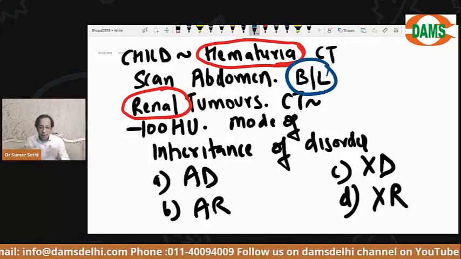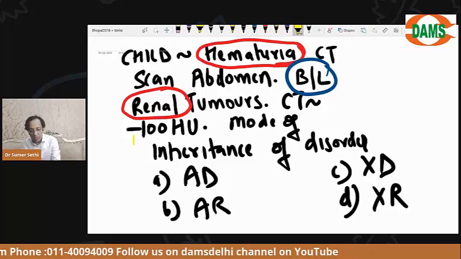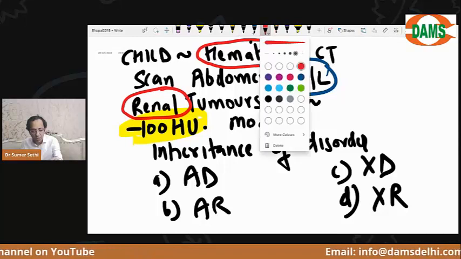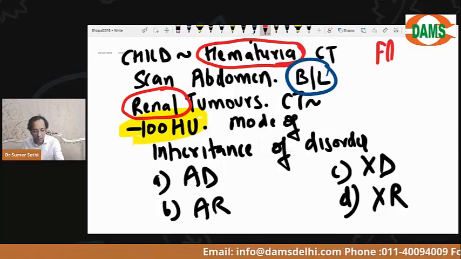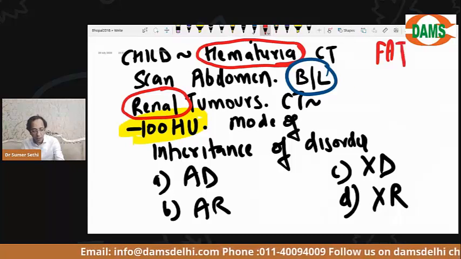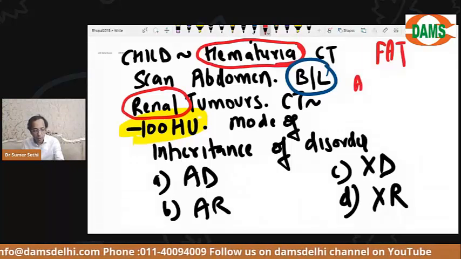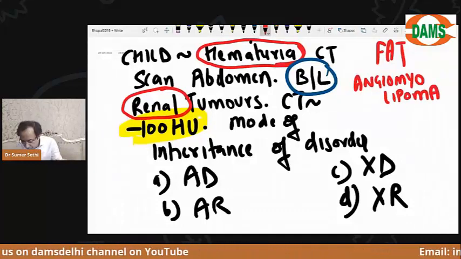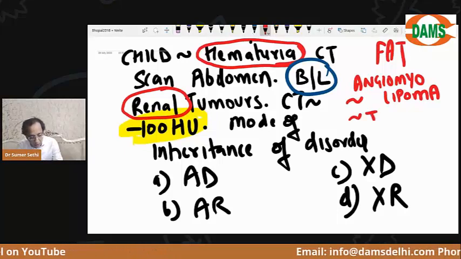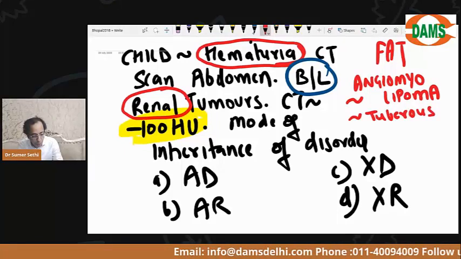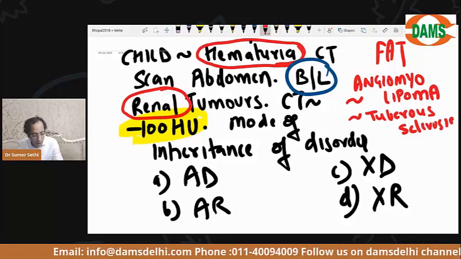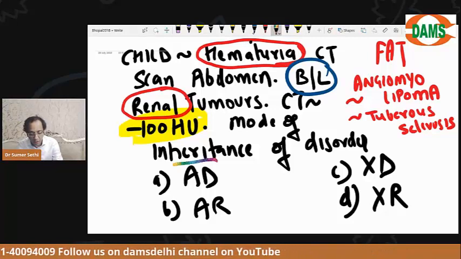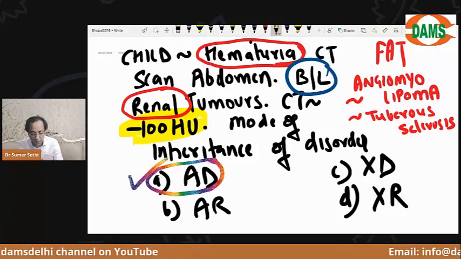Now he has bilateral renal tumors, but when we see the Hounsfield value, it is minus 100. Minus 100 is the Hounsfield value for fat. So a fat-containing renal tumor is angiomyolipoma, which we will study gradually. And angiomyolipoma is associated with tuberous sclerosis. Many of you are rightly pointing out that tuberous sclerosis has an inheritance of autosomal dominant. The answer is autosomal dominant.